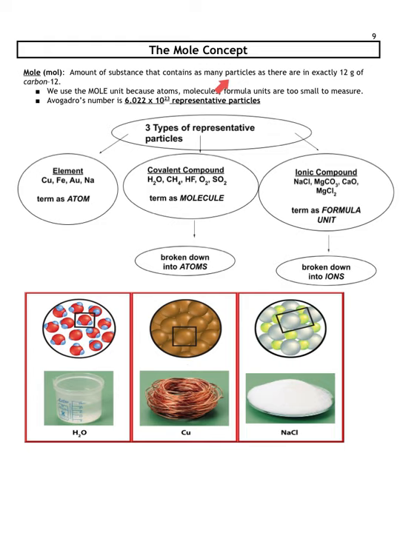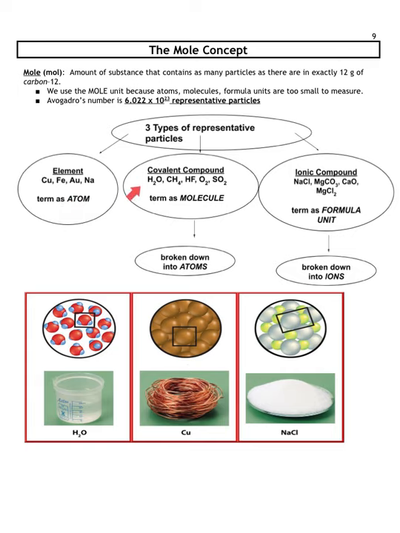Likewise, we use carbon-12 to represent the number of particles in a mole. There are three types of represented particles that you will come upon, and they're named based on what type of substance it is. If it's a single element like copper, iron, gold, and sodium, we term that atoms. We can call them, singly, in single units, atoms.